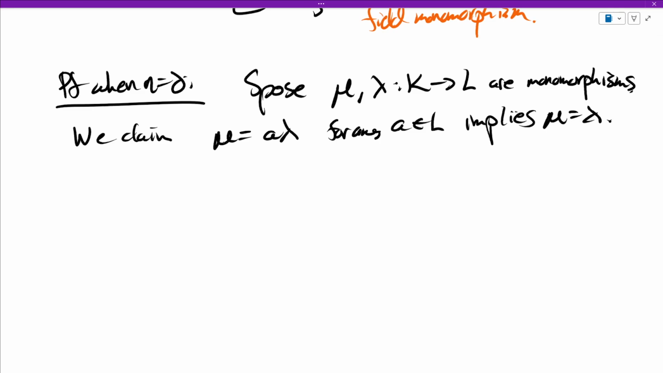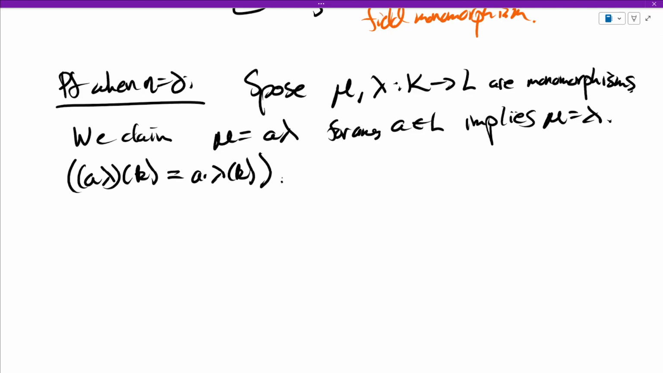Now remember, these are functions. The functions output in L. So I can scale by L after applying the function. And that's what this is doing. It's scaling by L after applying the function. Okay. So just to be really precise, a lambda of some little k, what does that function do? It first applies lambda. Now I'm in L, and then it multiplies by a.